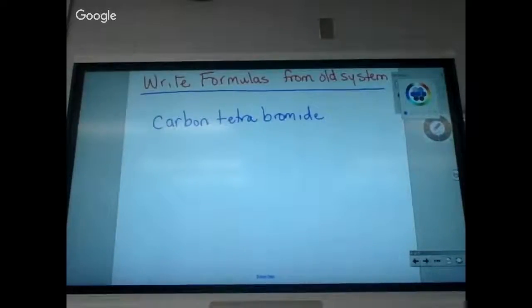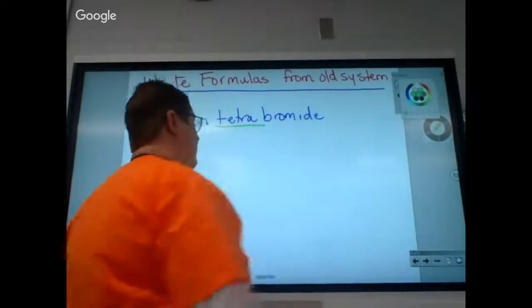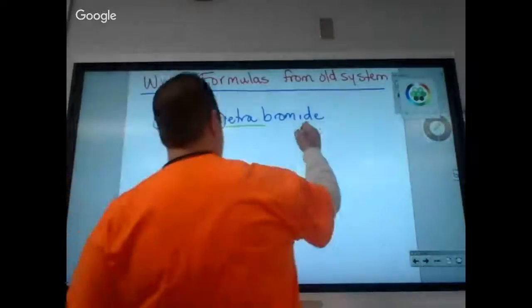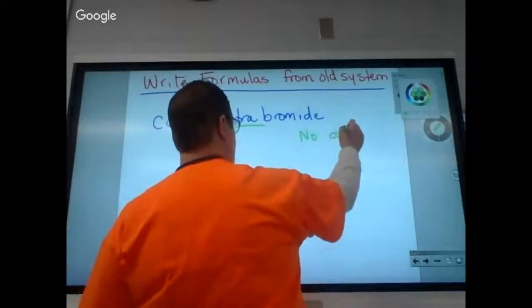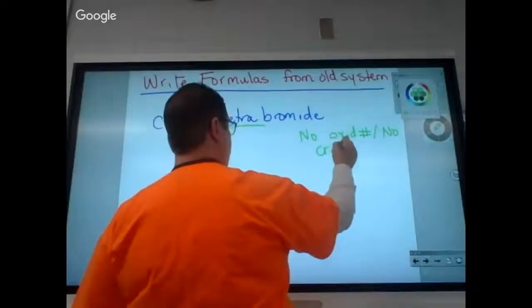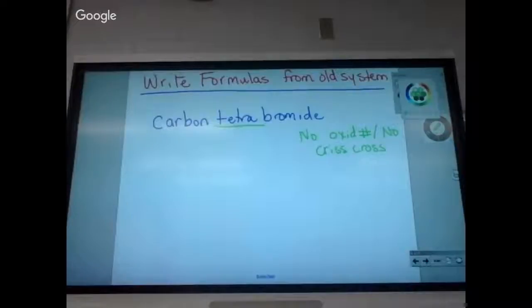Now, if you have carbon tetrabromide, first of all, can you recognize that that's an old system? Yes. Okay, because it says tetra. I wish we would have done old first, so we could be like, oh yeah, that's that old stuff we already did. Now we're doing old second. Everybody with us on that's old system? All right, so this tells us there's no oxidation numbers and no crisscrossing. Everybody with me on that?